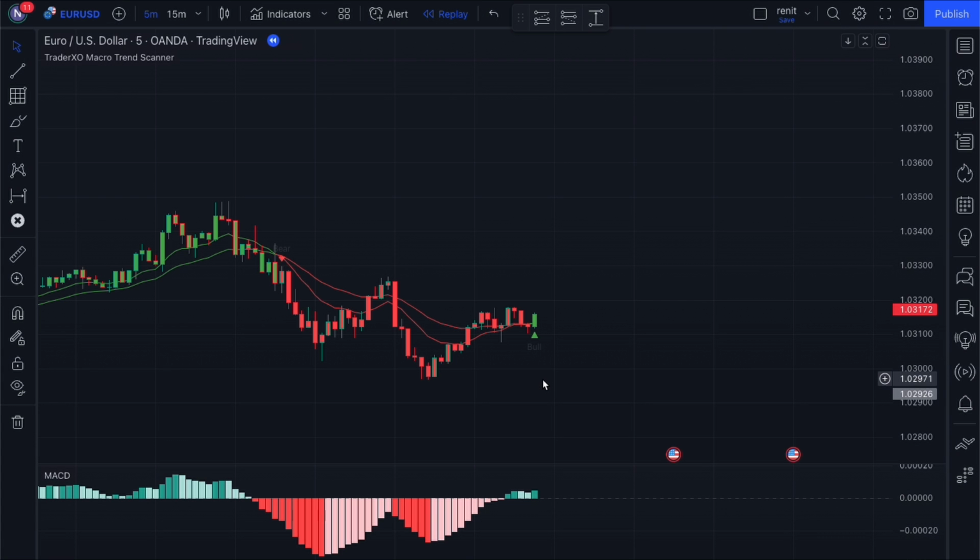Now that we have all our indicators in place and you understand the entry conditions, I'm going to take you through some real world examples. So here's a long entry.